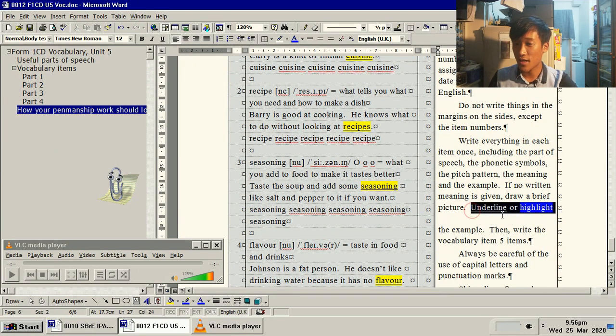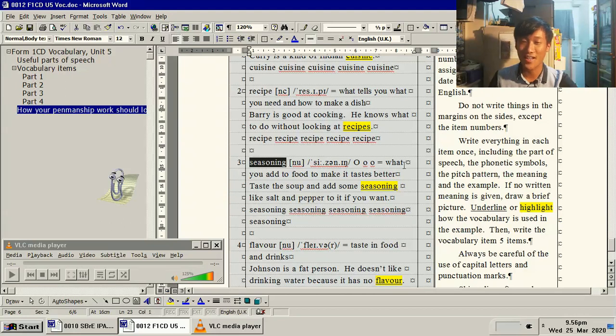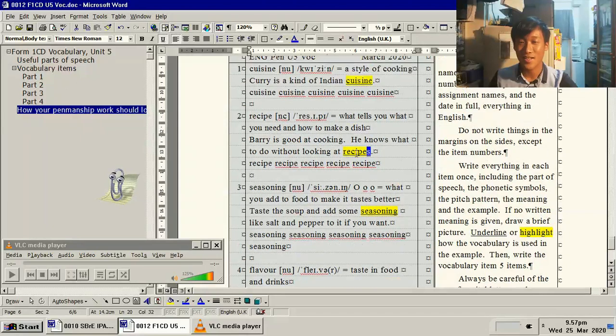And then underline or highlight how the vocabulary is used in the example. Underline is like this, draw a line under the word. Or highlight it, use a highlighter. So I have showed this to you. Show how it is used in the sentence. So remember, this one is the base form of the word. No S, no ED, no ING is the one that you should check in the dictionary. So we may have different endings in the example to show you how the word is used. So you highlight it. But the item, show that this is the item.